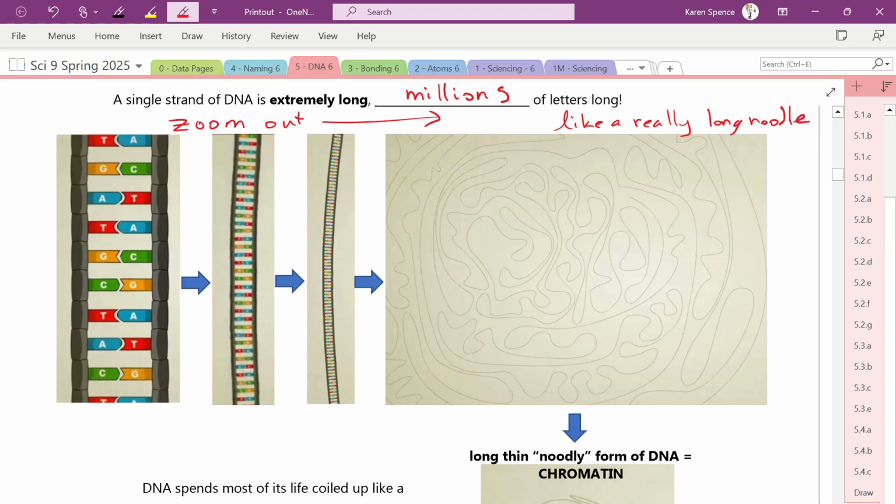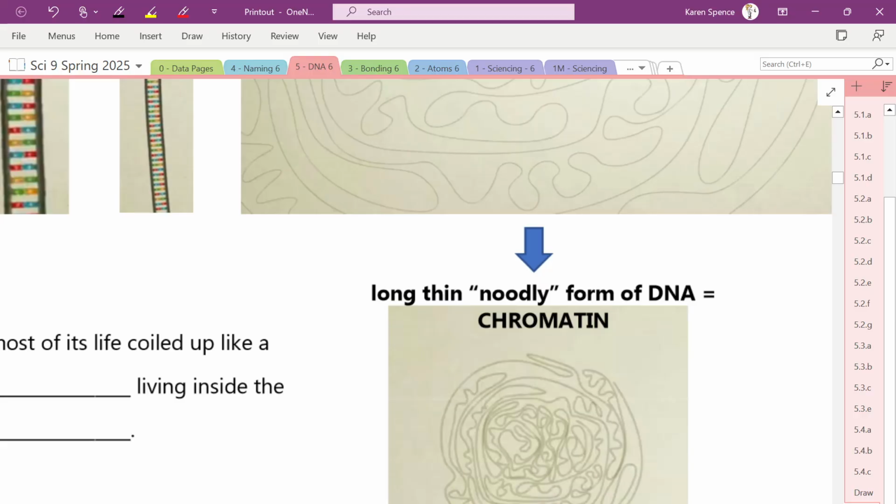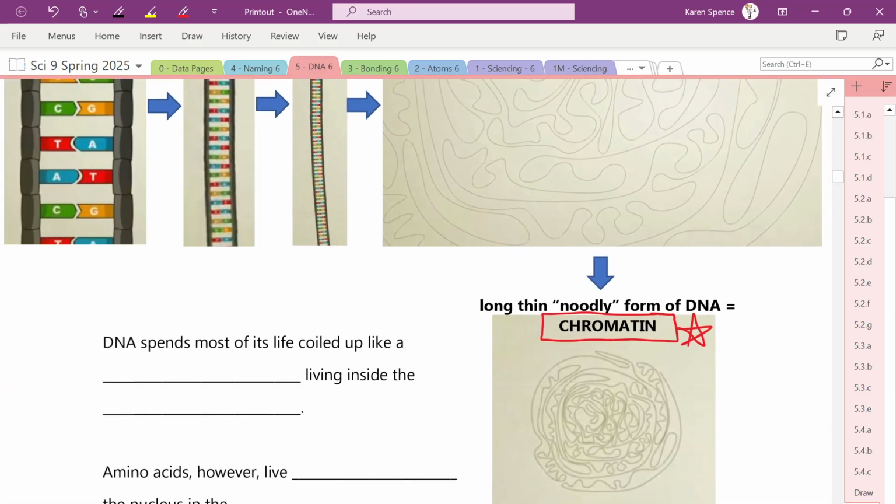And this long, thin, noodly form of DNA, this is a word that was not covered in the video. It is called chromatin. It's pronounced chromatin. Chromatin. DNA spends most of its life coiled up like a noodle, living inside the, where does it live? Nucleus.